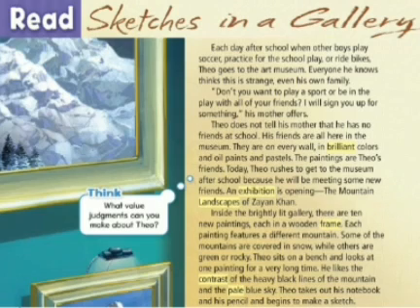Today, Theo rushes to get to the museum after school because he will be meeting some new friends. An exhibition is opening: the mountain landscapes of Zayan Khan. Inside the brightly lit gallery, there are 10 new paintings, each in a wooden frame. Each painting features a different mountain. Some of the mountains are covered in snow, while others are green or rocky. Theo sits on a bench and looks at one painting for a very long time. He likes the contrast of the heavy black lines of the mountain and the pale blue sky. Theo takes out his notebook and his pencil and begins to make a sketch.